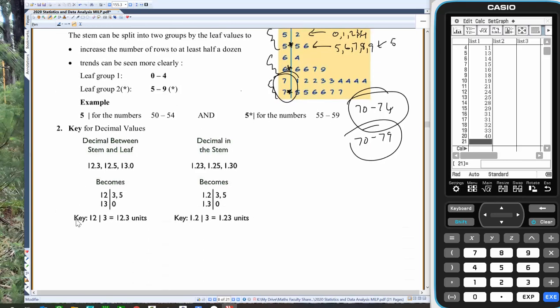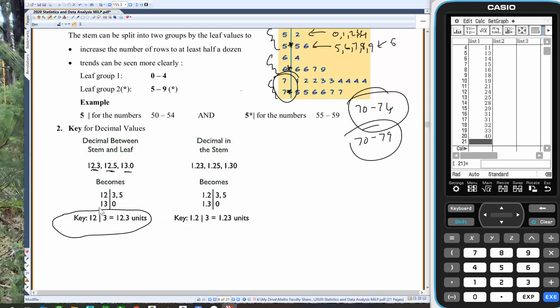We can also represent decimals quite easily. So note that this is 12.3, 12.5, and 13.0. In a stem and leaf plot, we would write 12 as the stem, 3 as the leaf, 13 as the stem, 0 as the leaf. How do I know that it's a decimal? Well, you've got to put a key, all right?